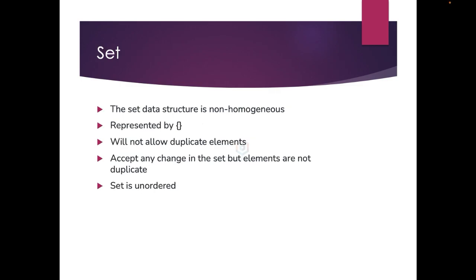Okay, set. It is also a data type. The set data structure is also non-homogeneous. It is also represented by curly braces and it will not allow duplicate elements. You can make any change in the set, but elements are not duplicated. So in a set there is no duplication, and the set is in unordered form.